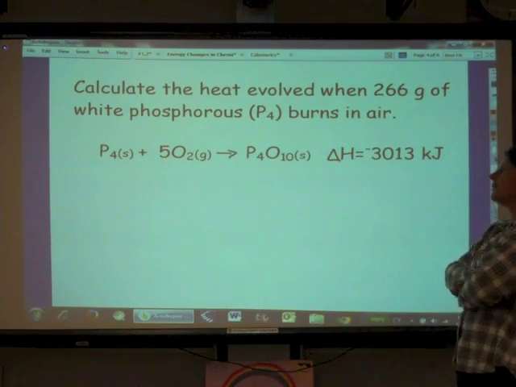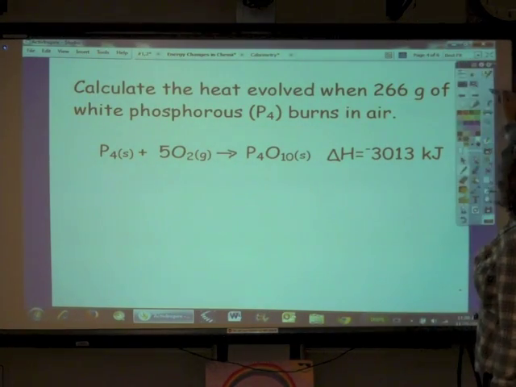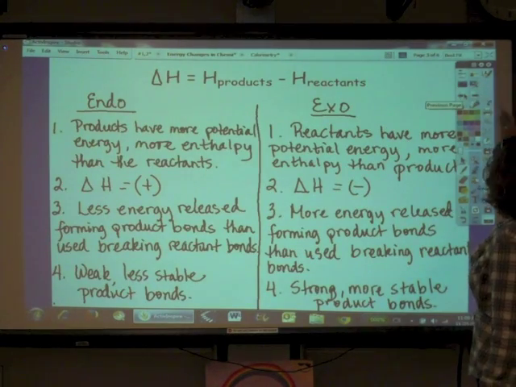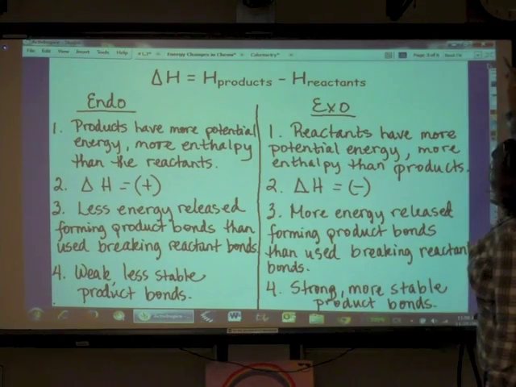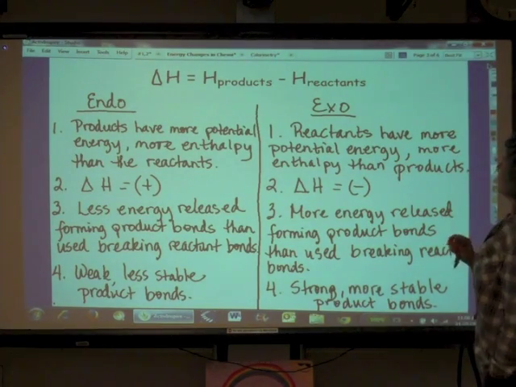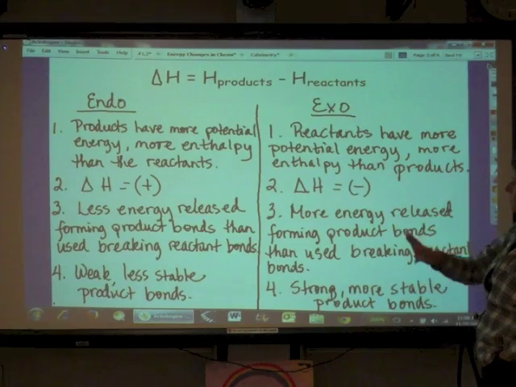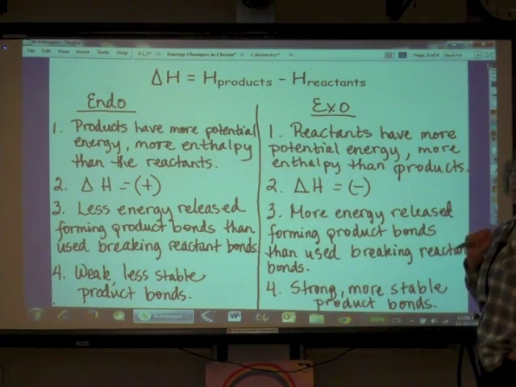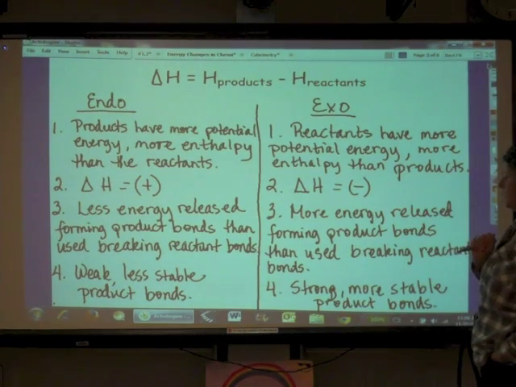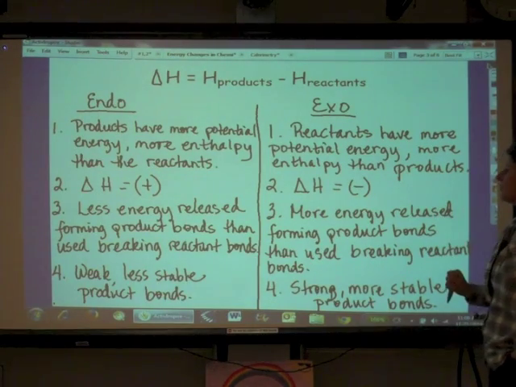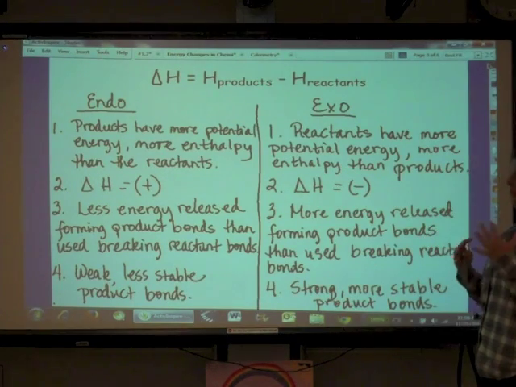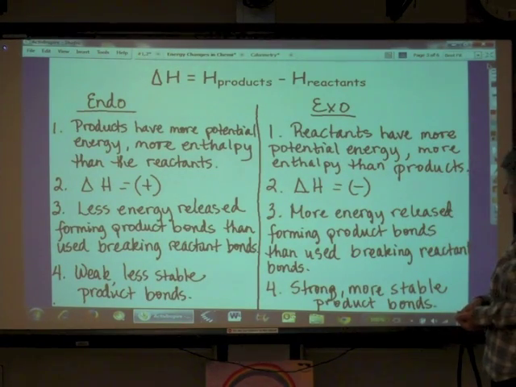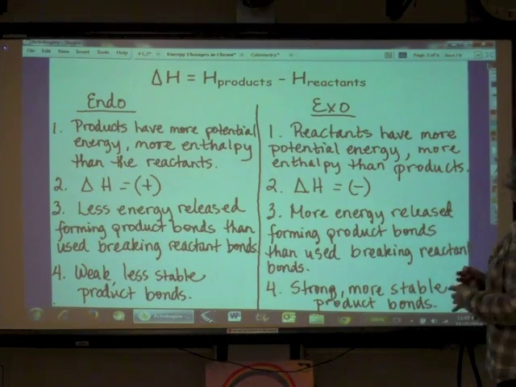And what that tells me, if I go back and look at my list, is that because it's exothermic, the reactants have more enthalpy than the products in that particular reaction. There's more energy released when the product bonds are formed than got used in breaking the reactant bonds. And those product bonds are strong and more stable.